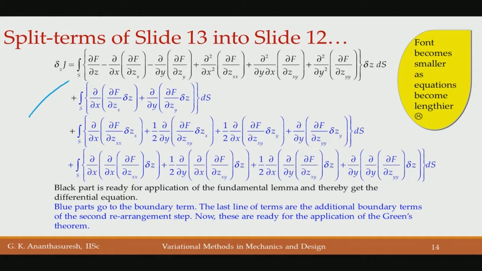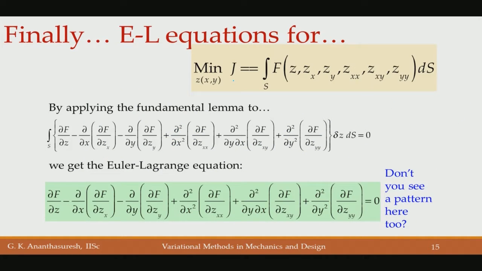If you see the first row here, we can observe what are the terms that came in the differential equation, dou f by dou z minus dou by dou x of dou f by dou z x, all of that, this and that. We also have the second order term dou square by dou x square of dou f by dou z x x, and same thing with the mixed derivative and with respect to y also. You just need to work out and accumulate more terms that will go into the boundary. And if you do all that, you will get the Euler Lagrange equation that looks like that.